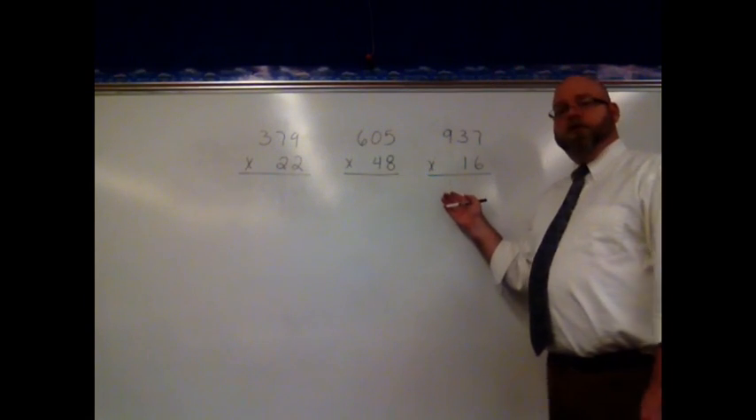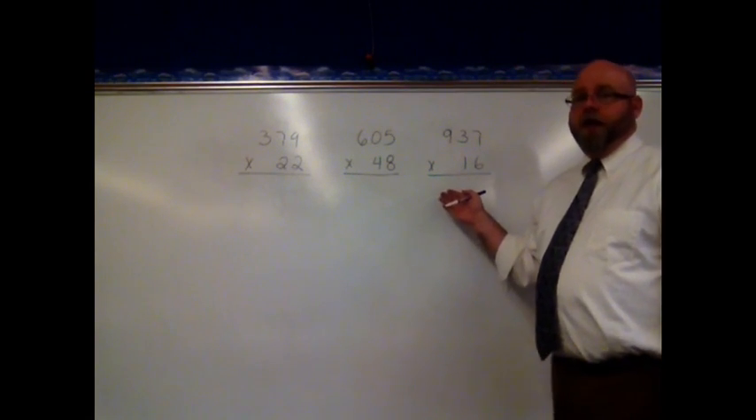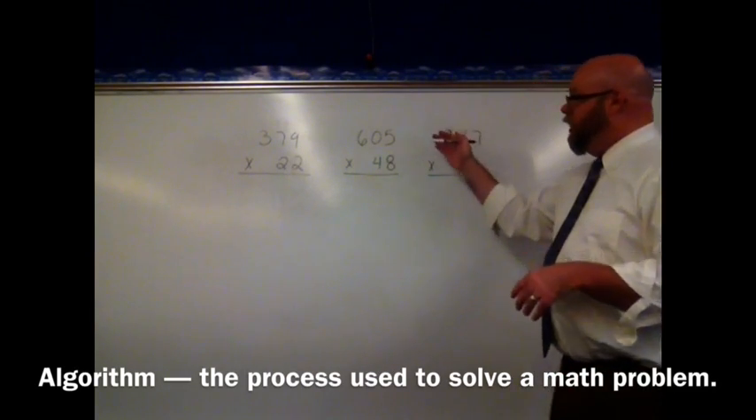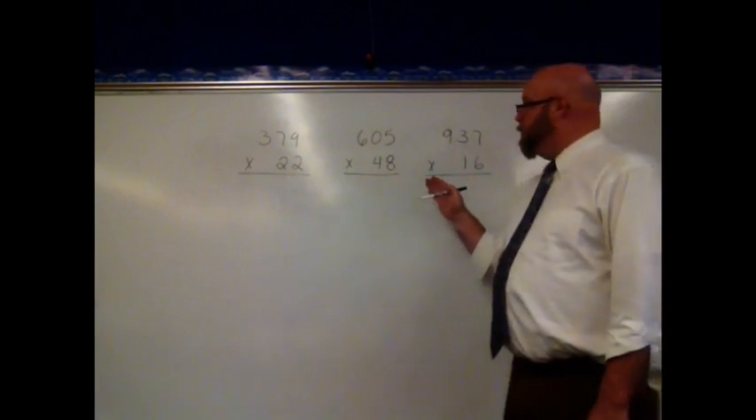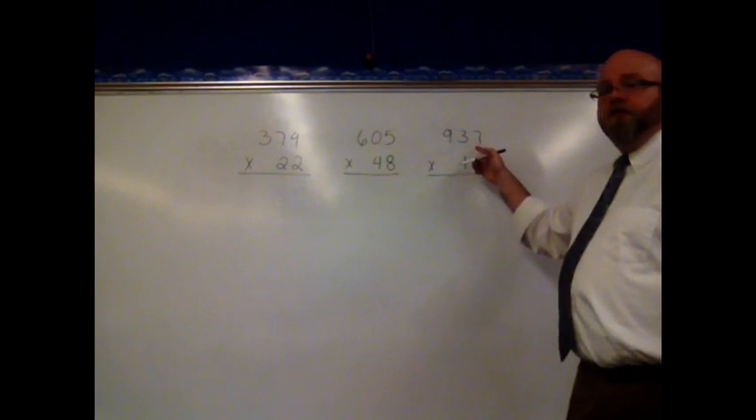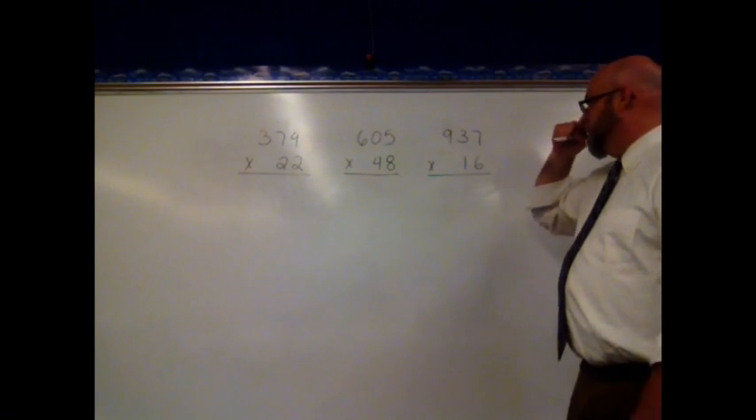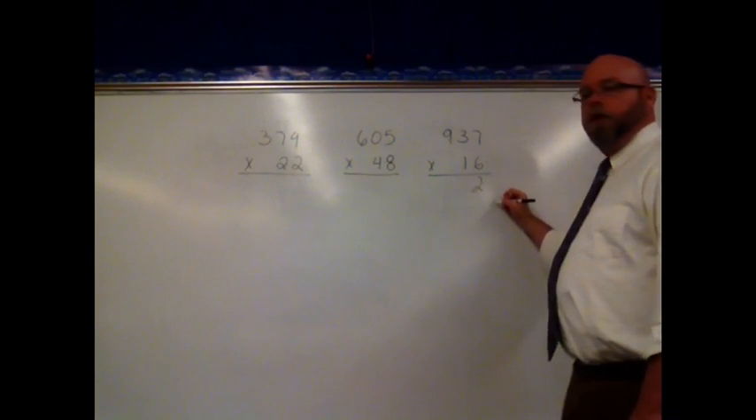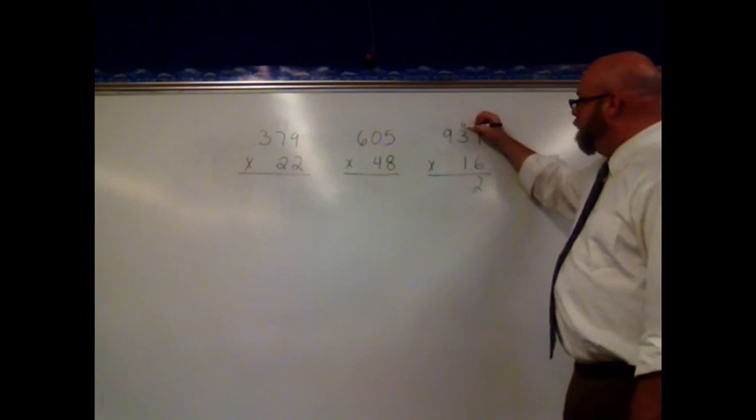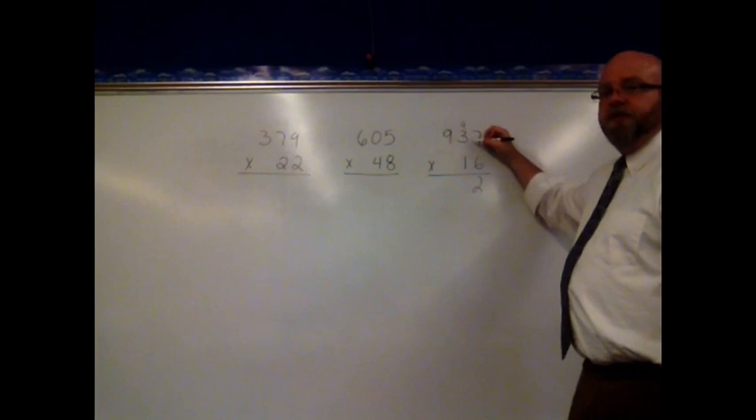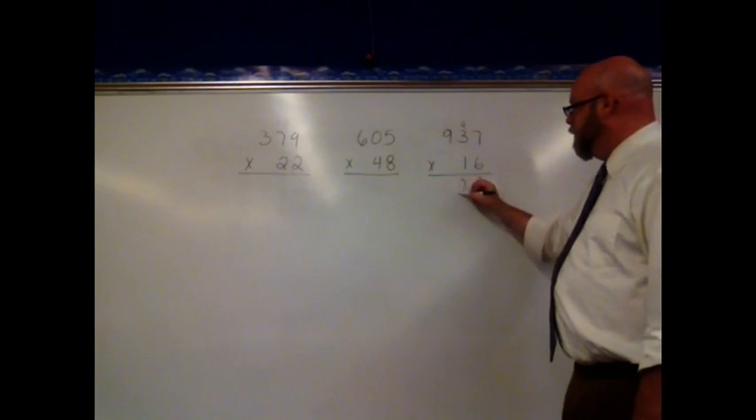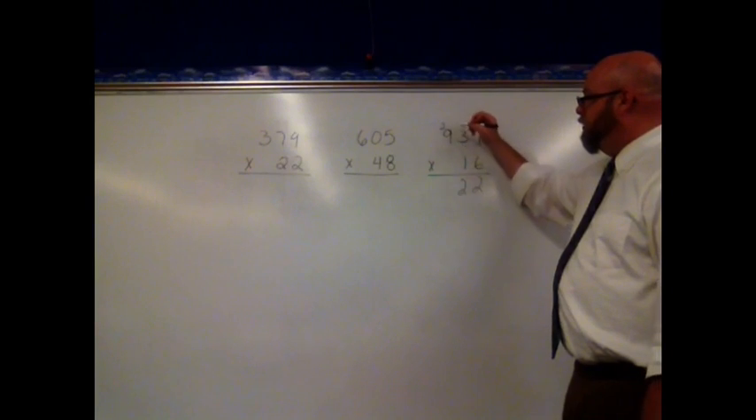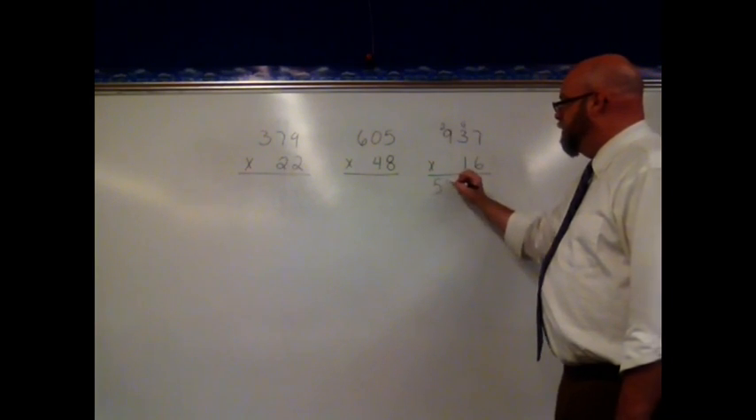All right, so here's a few more problems using the standard algorithm. Again, algorithm means the way we solve the problem, to solve some two-digit multiplication problems. Let's start with 937 times 16. 6 times 7 is 42. My 2 down here, carry my 4. 6 times 3 is 18, plus 4 is 22. Carry my 2. 9 times 6 is 54, plus 2 is 56.